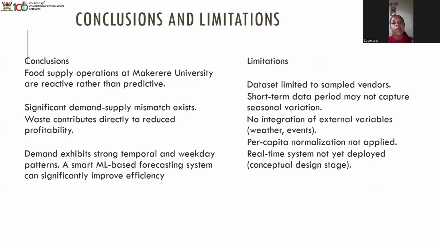And vendors sometimes prepare much more food and they do not get the students to consume that food, which is also a problem. Also, demand exhibits strong temporal and weekday patterns. That means that the demand of the students within the university keeps changing. It's not static. And we've realized that a smart ML-based forecasting system can significantly improve the efficiency of the food operators within the university.